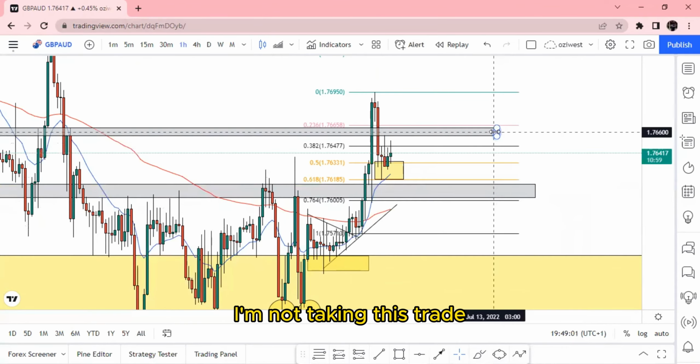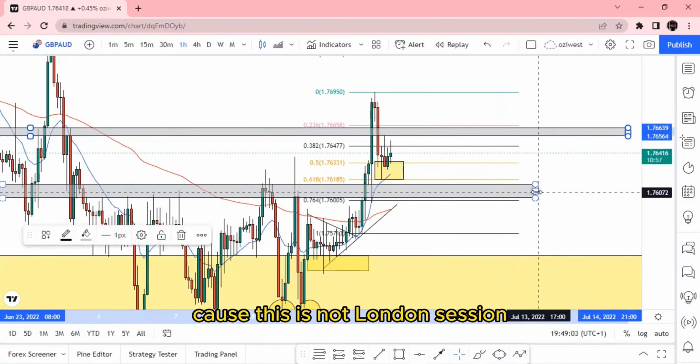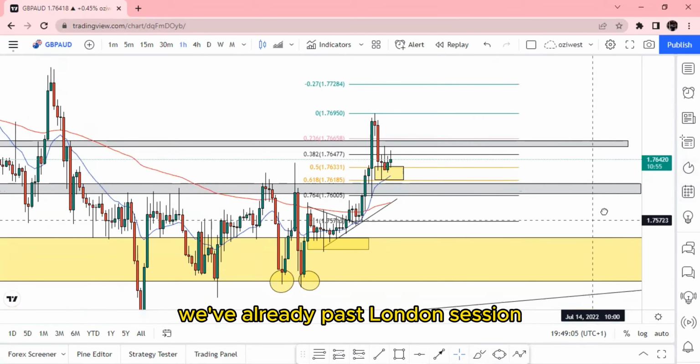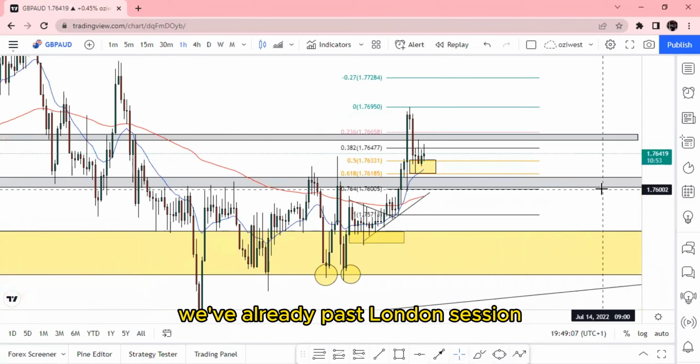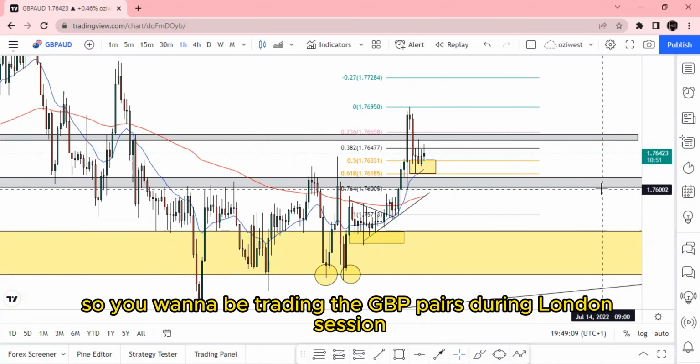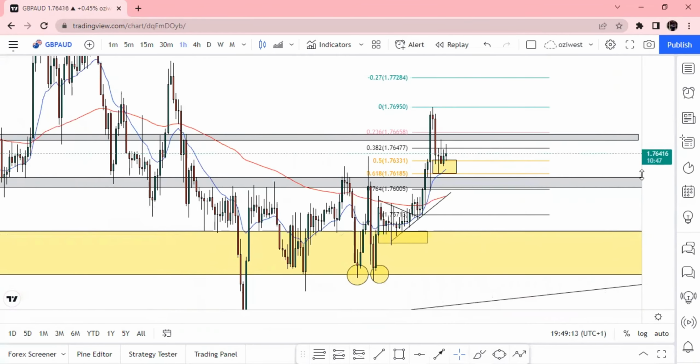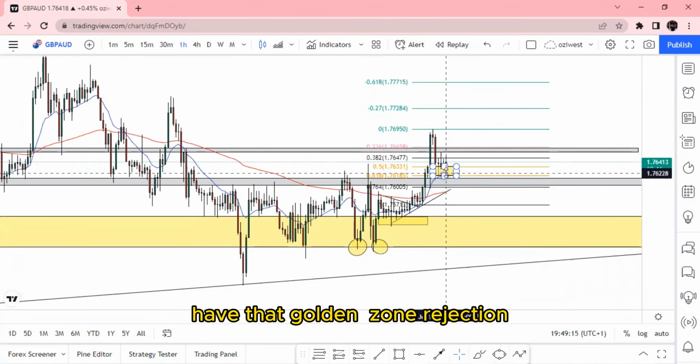But I'm not taking this trade because this is not London session. We're already past London session. So you want to be trading the GBPJPY during London session. So you can see we have that golden zone rejection.